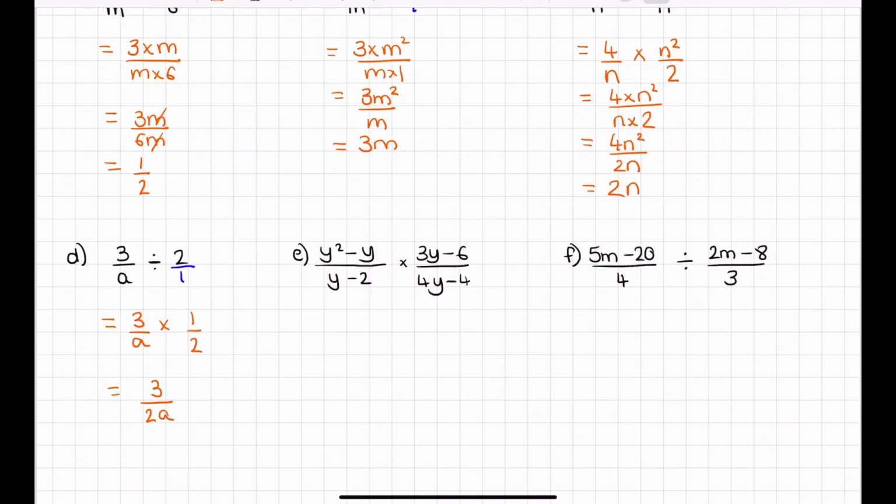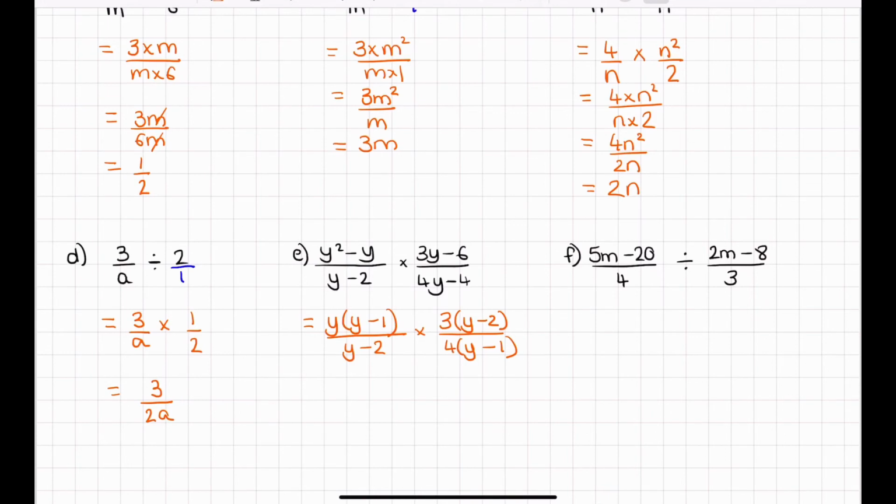Now here we're jumping up the difficulty. Well, it looks difficult, but it's not really. With this one, all we need to do is factorize. A lot of the time here, never expand. That just always makes it more confusing. You always want to factorize to be able to simplify algebraic fractions. So we look and simplify where we can. y squared minus y, we can factorize to y bracket y minus 1. y minus 2, we can't do anything with that, so that's going to stay as y minus 2. Times by 3y minus 6, so that can factorize to 3 bracket y minus 2. And 4y minus 4 will factorize to 4 bracket y minus 1.